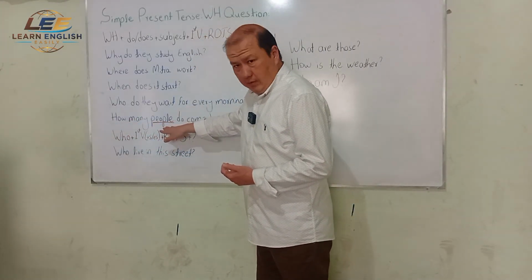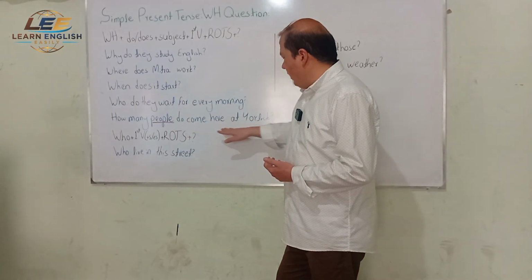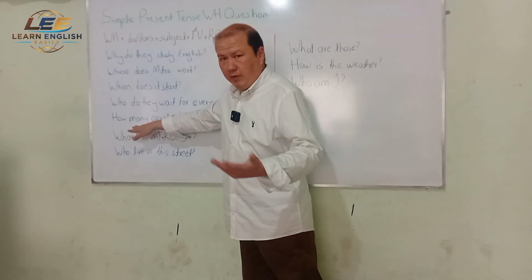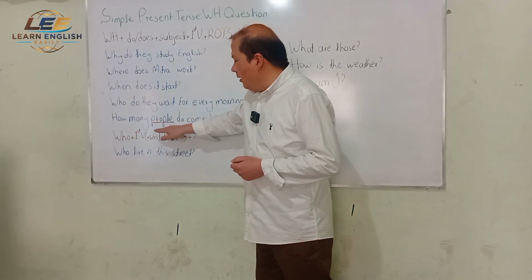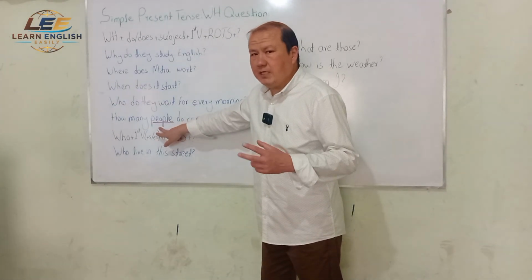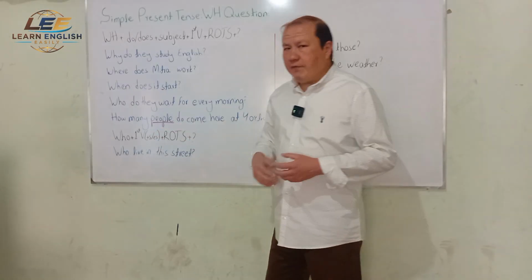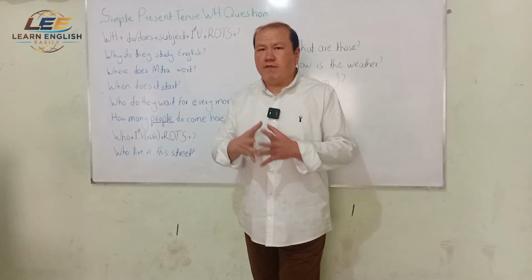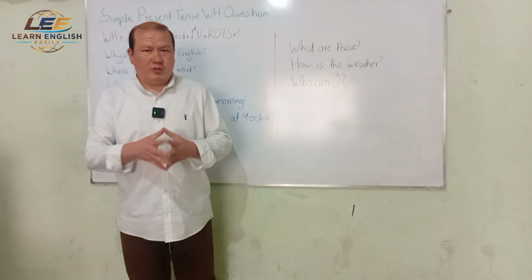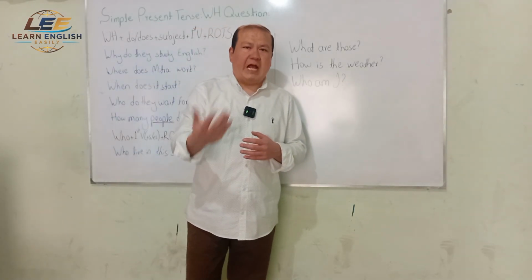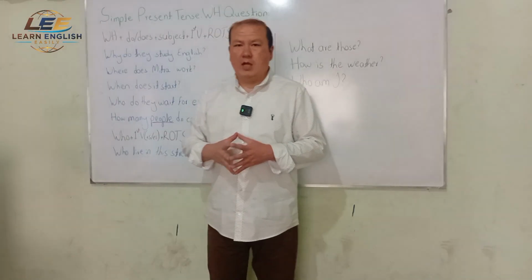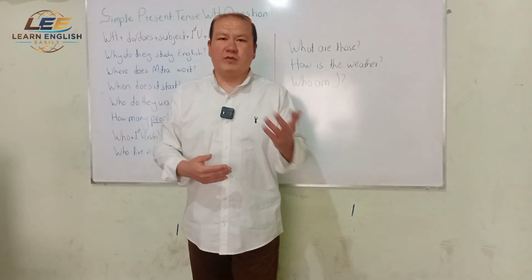How many people do come here at 4 o'clock? So we have what? How many, which is our WH word. But I don't have directly do or does. What I have is people, which is grammatically a noun. So we have some WH questions which are not followed directly by a helping verb, by do or does. Rather, they take a noun. We have a noun after them. So one of them is how many, for example, how many people, how many guests, how many books, how many movies, how many days.